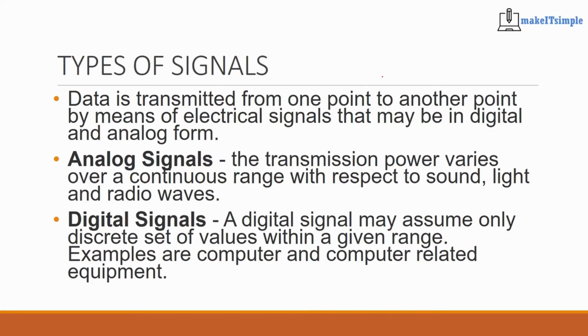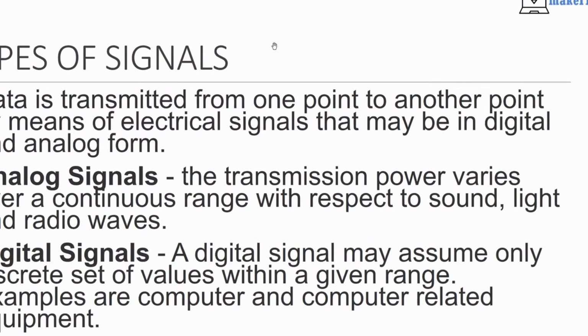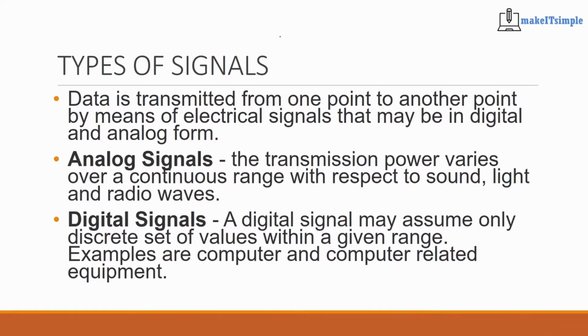Let's go. Types of signals, kind of simple. The data is transmitted from one point to another by means of electrical signals that may be in digital or analog form. What that means is when we send signals, we send signals in the form of waves. When you hear my voice, it's because your eardrum is vibrating to the wave pattern.